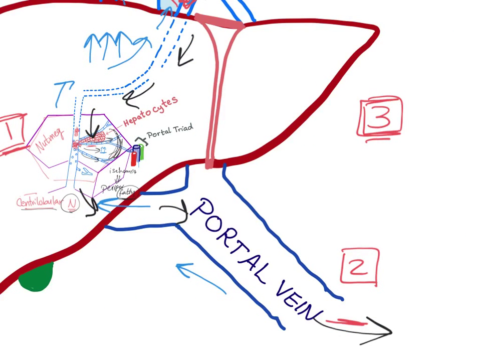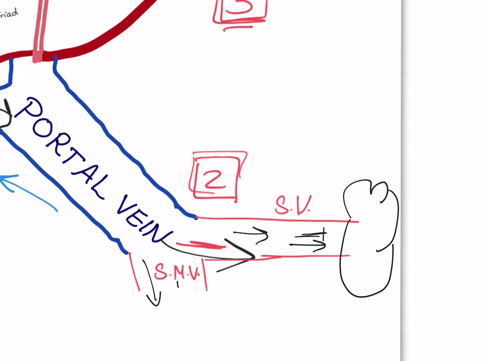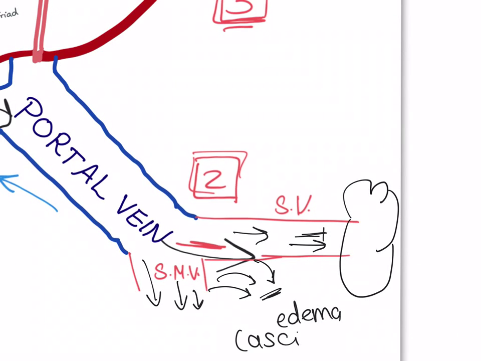What about the entity number two, the portal vein territory? The portal vein, as we know, is the union of the superior mesenteric vein and the splenic vein. So we will get splenomegaly. The spleen will become huge due to the congestion. The pressure is coming in this way. And since the congestion occurs, fluid will extravasate into the interstitial space and lead to edema. Edema in the peritoneal cavity is also known as ascites. So ascites and splenomegaly.